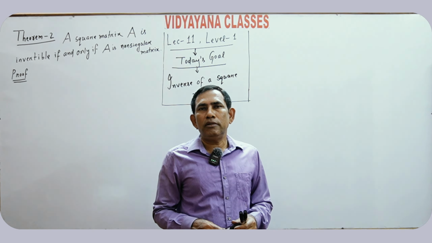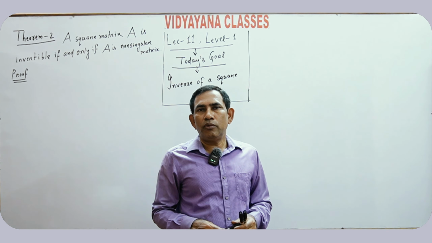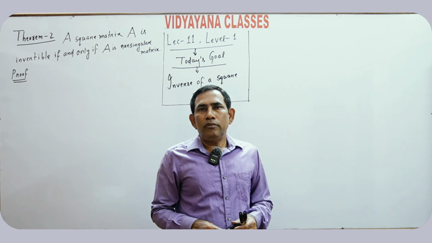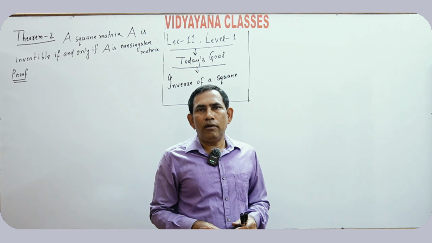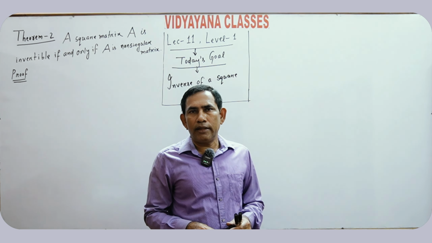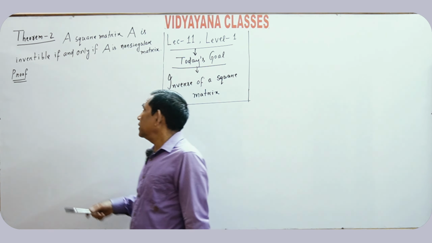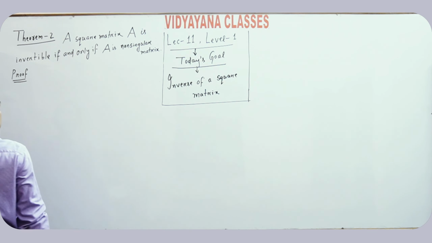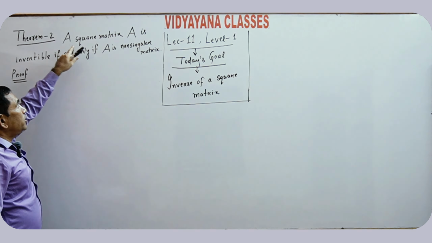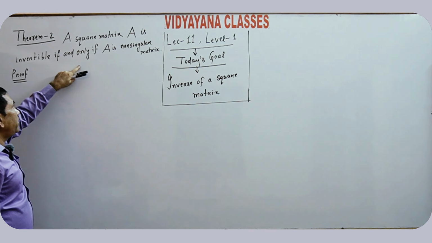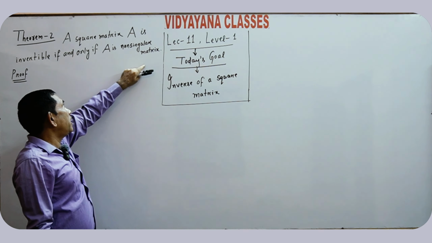Today we will discuss inverse of a square matrix. In matrix chapter, we have read the definition of inverse of a square matrix. Here we will discuss a theorem, that is theorem number 2. It is defined by a square matrix capital A is invertible if and only if A is non-singular.